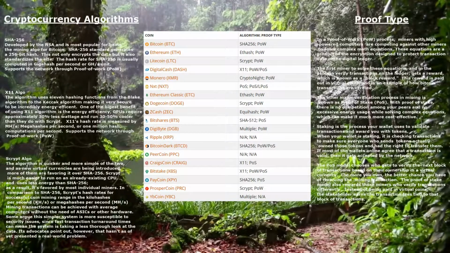So some argue this simpler system is more susceptible to security issues since fast transaction turnaround times can mean the system is taking a less thorough look at the data. Its advocates point out, however, that this hasn't really presented a real-world problem. So this is just an overview of the algorithms that are being used in these popular coins and the associated proof type that the algo is using.